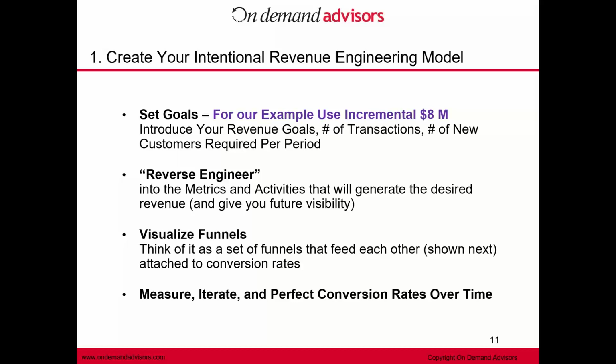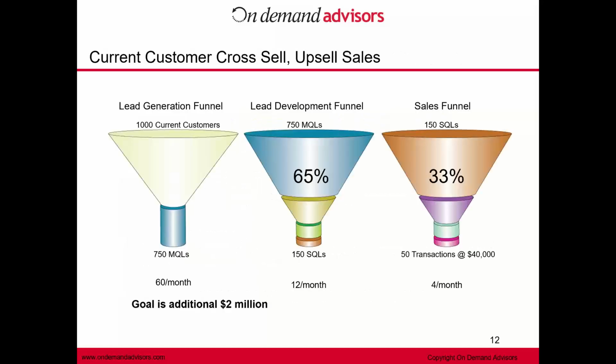So if your goal for next year is to grow revenue by $8 million, we may say that $2 million of that is going to come from your customers. And as you may know from the revenue acceleration system infographic that we covered before, we have 3 different funnels here. We have a marketing funnel, a lead development funnel, and a sales funnel. So if your average customer upsell, cross-sell transaction is valued at $40,000 a year, then you're going to need 50 of those to get to $2 million next year.